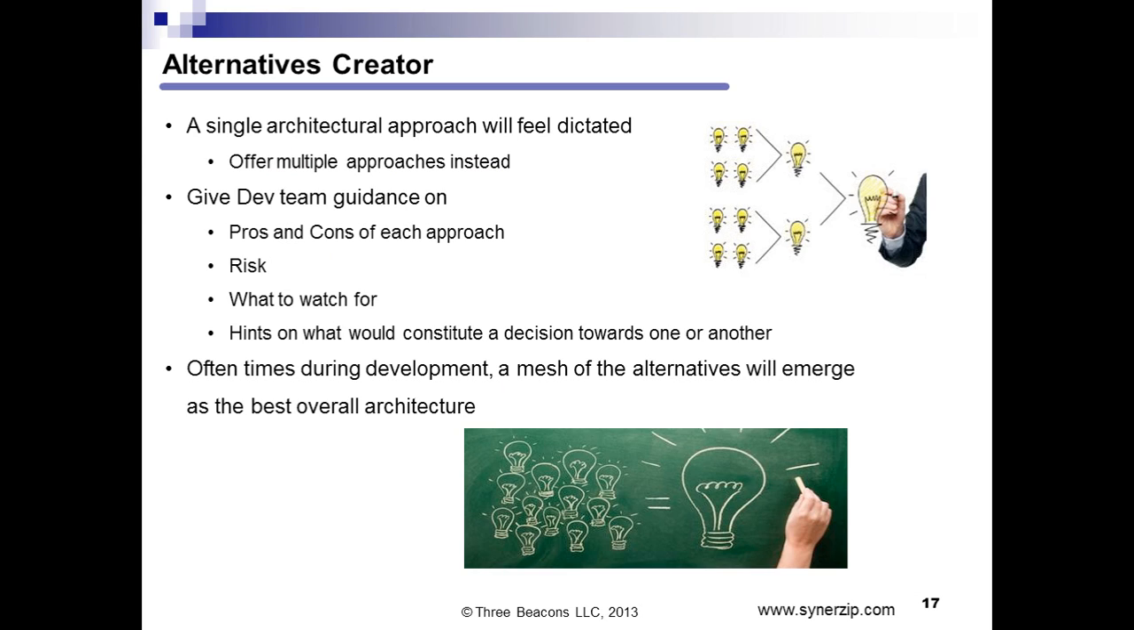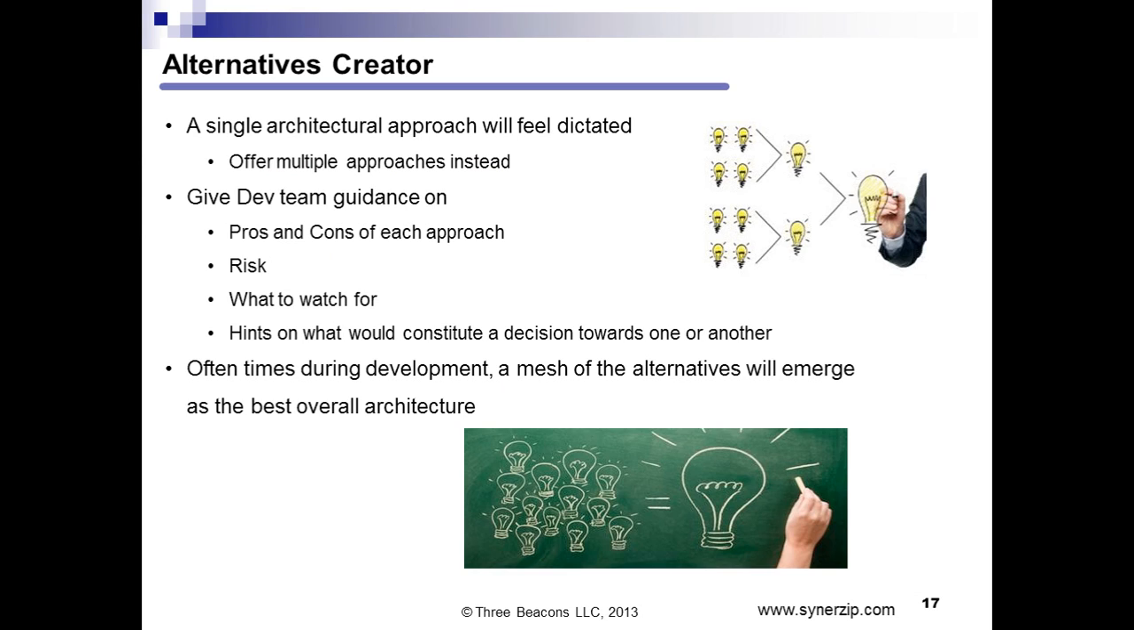So, for example, if the Agile architect offers up 3 different alternatives, he or she should state, look, if you see this, then the ultimate architecture is probably evolving over to what I'm presenting as number 1. If you see that, it's probably evolving over to what I'm presenting as number 2. So giving the developers hints on what would constitute a movement towards one or the other is also very important. And again, like I've said before, more often than not, a mesh of all the great ideas from the alternatives will emerge as the best overall architecture.